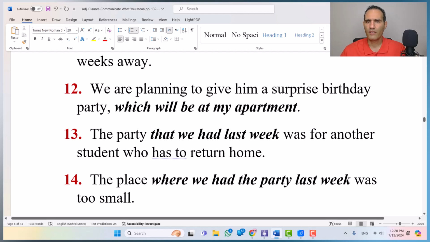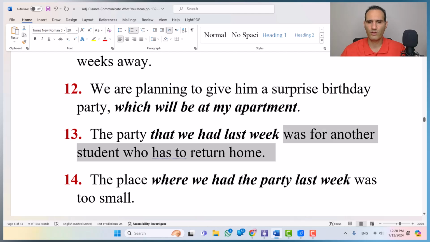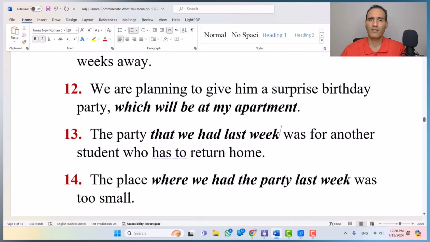The party that we had last week was for another student. So the party, and separating it from the other parties. So it is a necessary adjective clause.